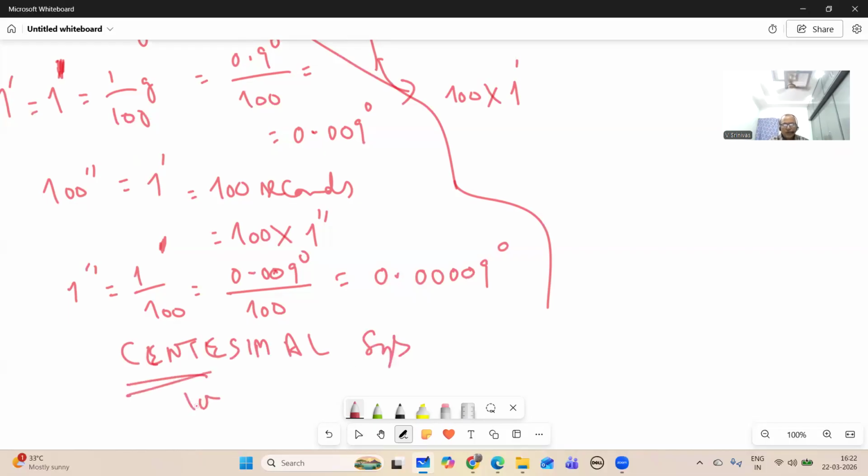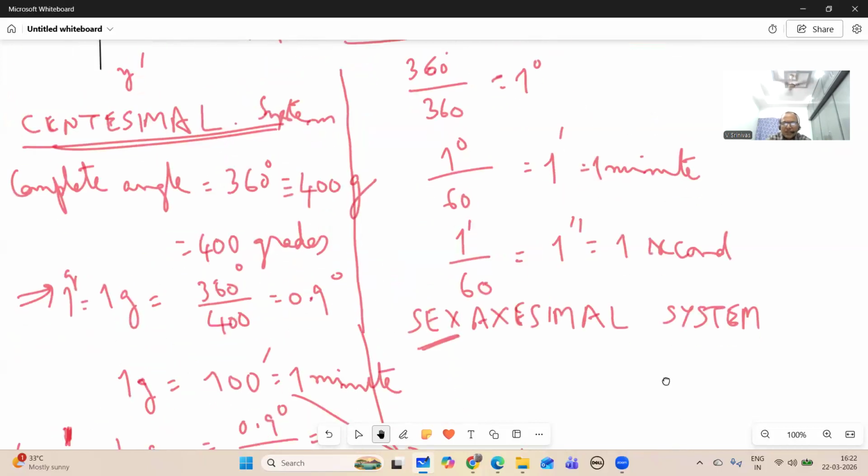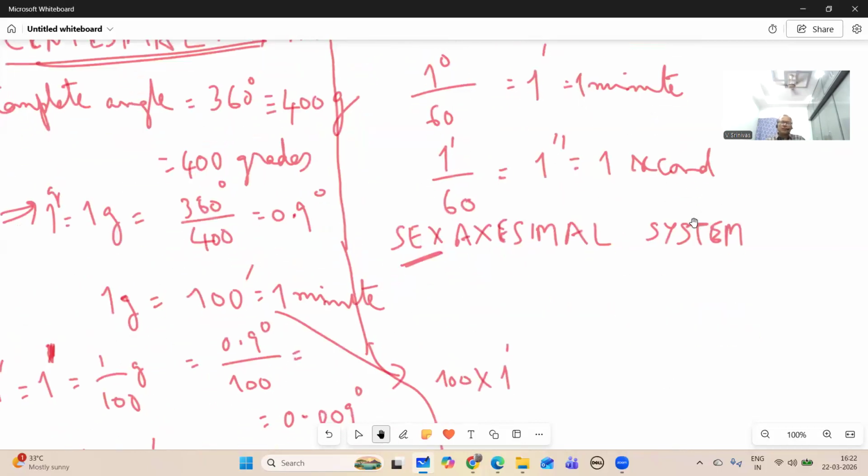Whereas in the other one, 60 parts are taken, so it is called sexagesimal. You can compare: the minute in sexagesimal is larger than the minute in centesimal. Similarly, the second in sexagesimal is larger than the second in centesimal. That you can verify. I just mention this and then move to numerical problems.